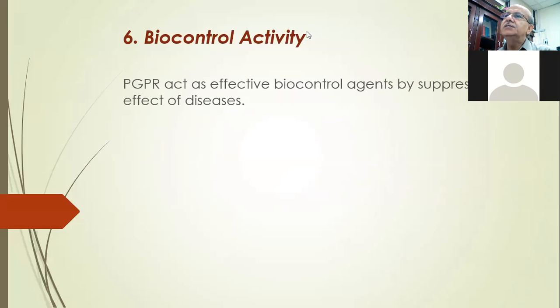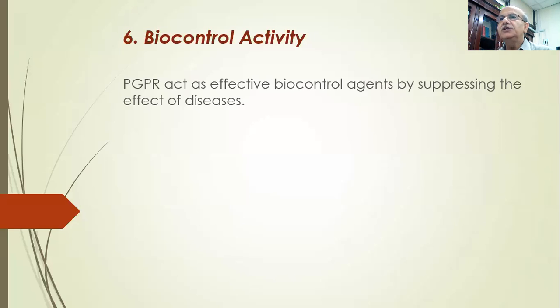Then the other mechanism is biocontrol activity. Biocontrol means to control certain diseases with the help of living organisms. So PGPR, or the plant growth promoting rhizobacteria, act as effective biocontrol agents by suppressing the effect of diseases. So they can suppress the diseases. When there is less disease, it means there will be more plant growth.